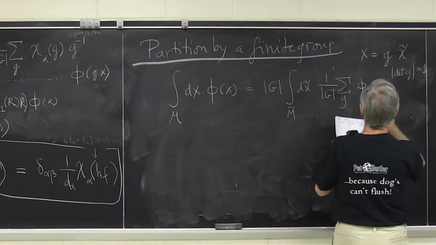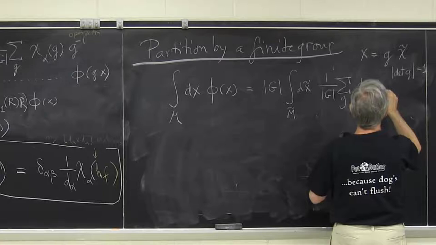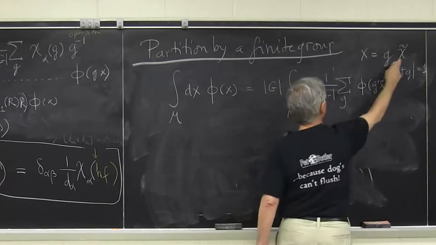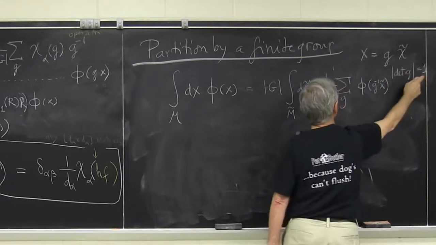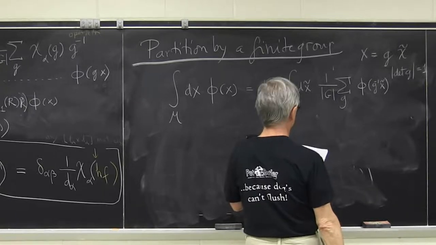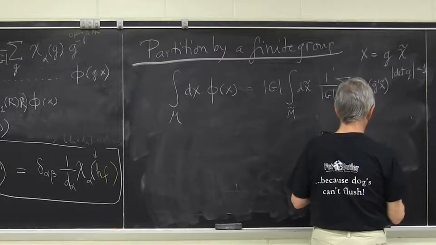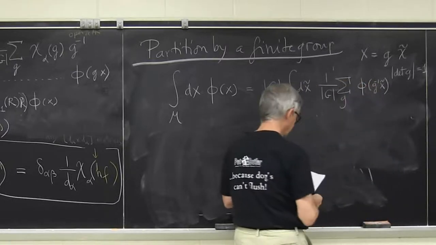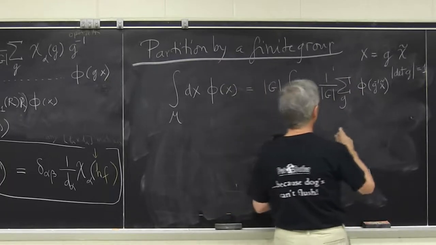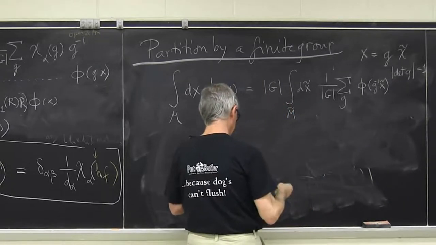Then this becomes phi of the inverse of the group operation acting on x. Because I've changed these coordinates, I've used this Jacobian, and the g inverse came from, well, if that tile was there, I had to bring it back. So that's the g inverse. And if you don't like it, you can make it plus, because we're averaging over all elements anyhow. So the inverses do the same job.